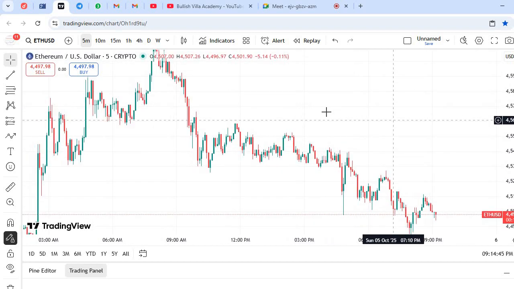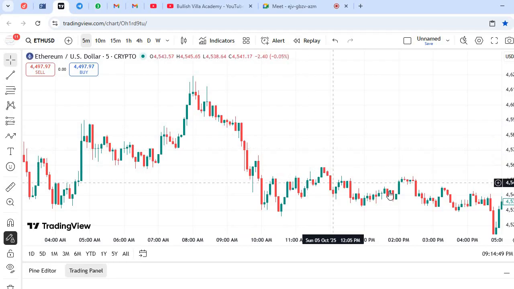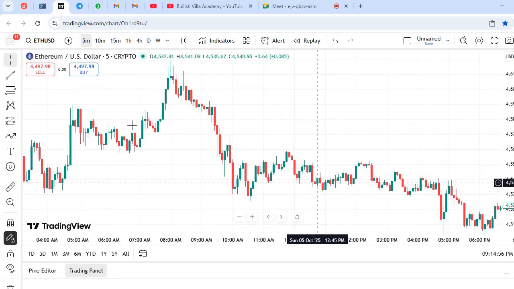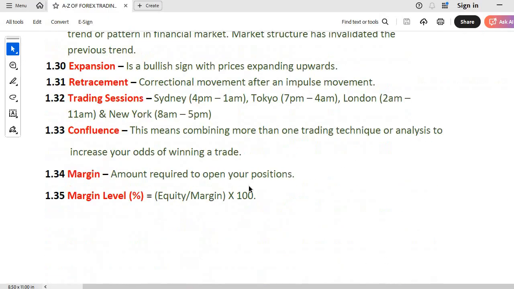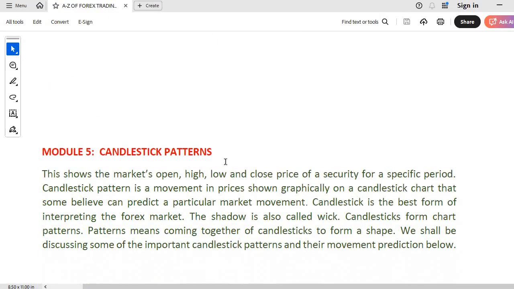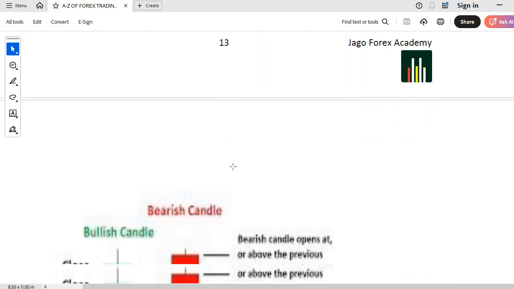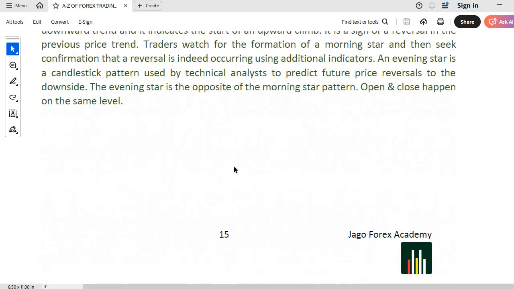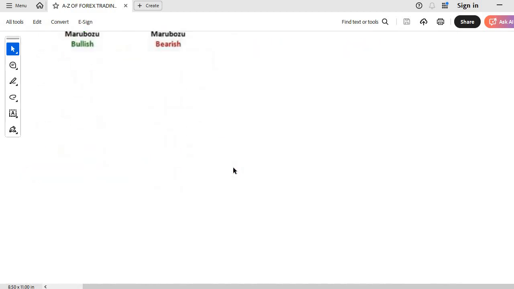Now all these things that you have here, they are called candlesticks. There's a topic I have in my book, candlestick patterns. Let me show you. This is it. This candlestick pattern is where I teach my students all the different types of candlesticks and their meaning on the chart, so that once you come across them, you know what to do.